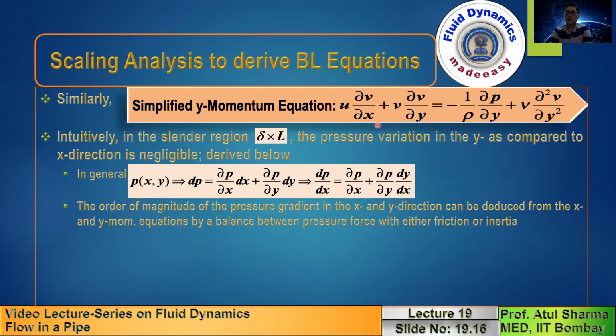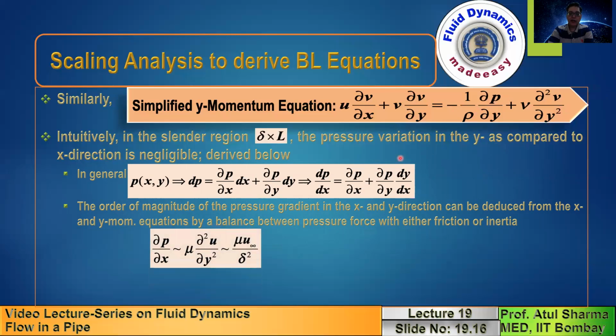Let me say the left hand side is A, inertia force is A, the pressure force is B, the viscous force is C. So this equation is such that the order of A, B and C are the same. So if you want to know the order of magnitude of pressure, you equate the order of magnitude of this term either with inertia term or the viscous term. Right now, I am showing you a balance between the pressure force with friction, that is the viscous term, but if you balance it with inertia, you get the same result.